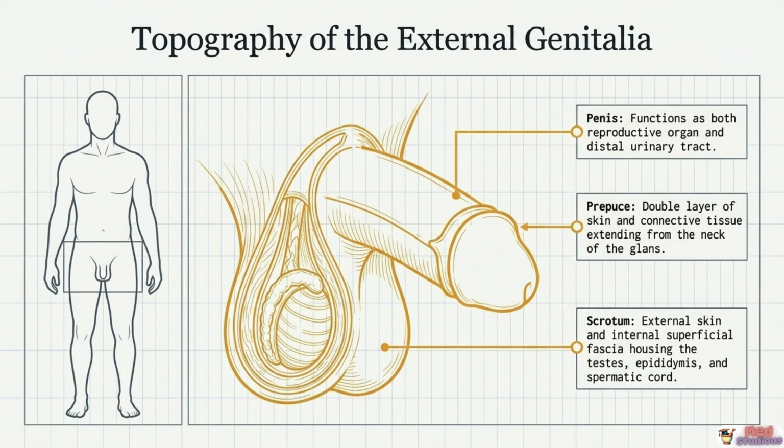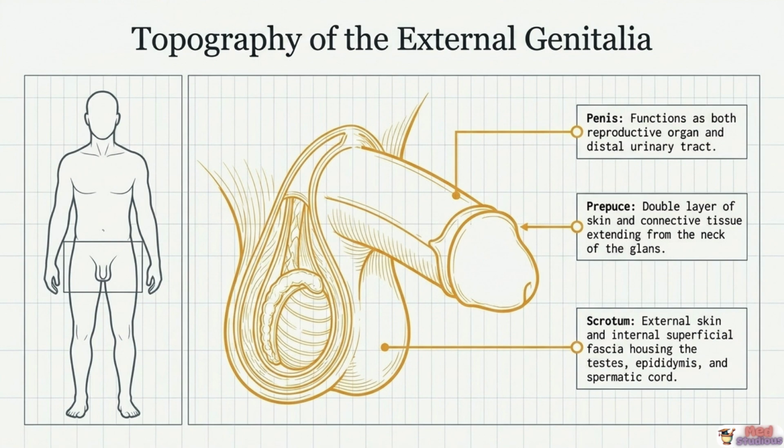The scrotum is an external skin pouch suspended below the penis, consisting of skin and an underlying layer of superficial fascia called the dartos muscle. It houses the 2 testes, the epididymis coiled around each testis, and the spermatic cords containing the vas deferens and testicular vessels. Scrotal examination is essential for detecting testicular cancer, the most common solid tumor in males aged 15 to 35.